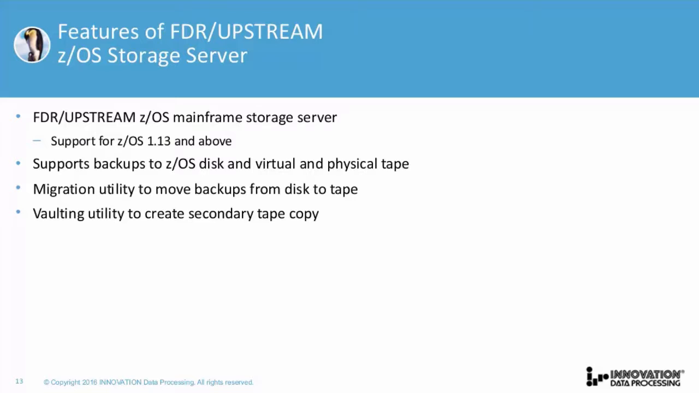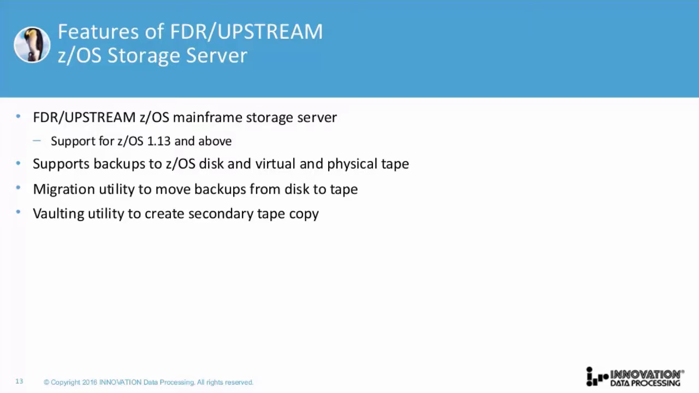In that case, Upstream provides a migration utility to migrate disk data sets off to tape, with Upstream updating the Upstream catalog to point to tape. And you can do a single file restore directly from tape without having to recall that backup to disk first. Upstream also provides a vaulting utility for making secondary tape copies for off-site recovery. This can either be used for disaster recovery purposes or for long-term archival.